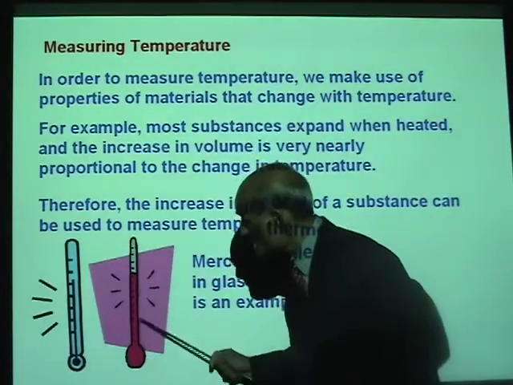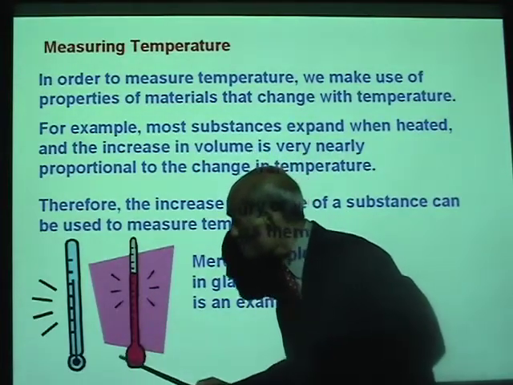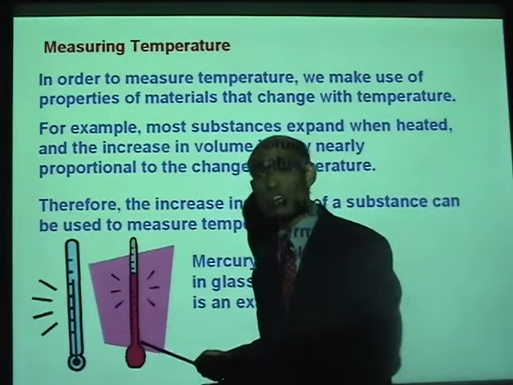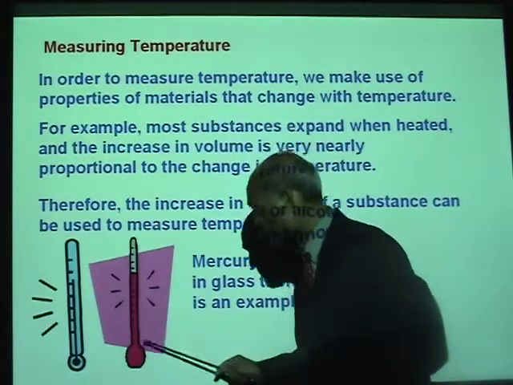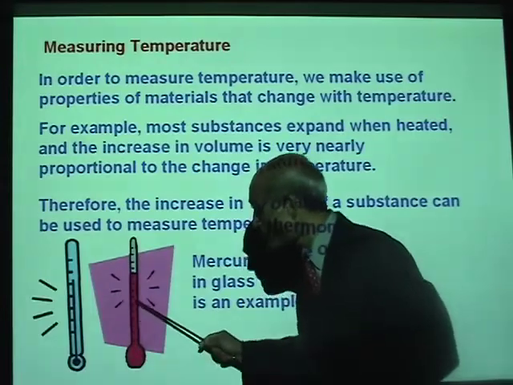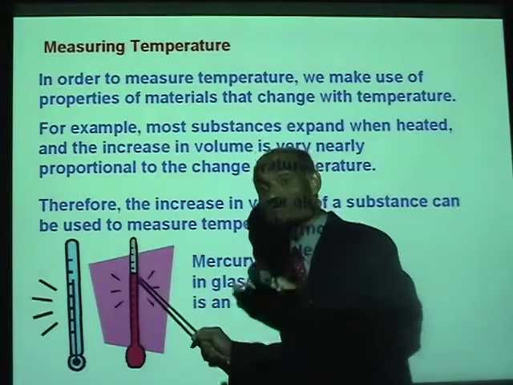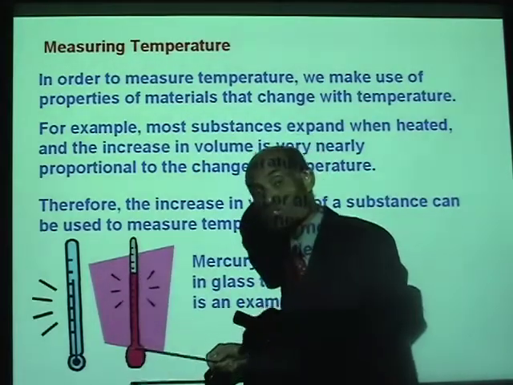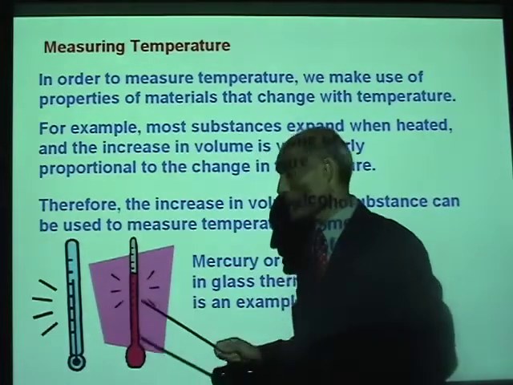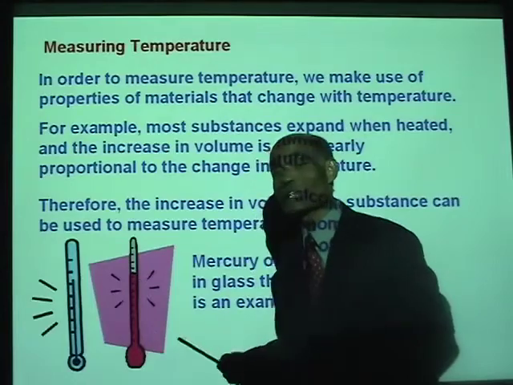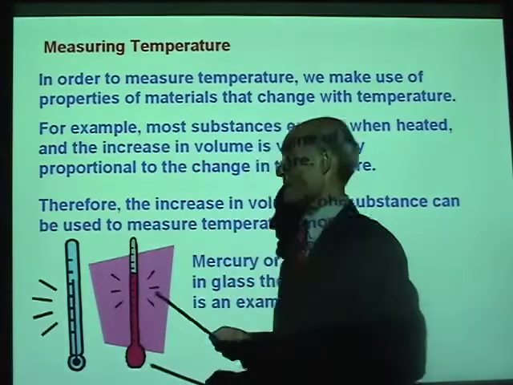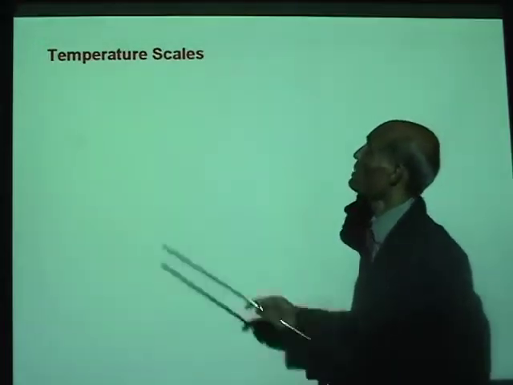So with a thermometer like this, when you keep it inside a substance where you want to measure the temperature, the volume of the alcohol will either increase if the temperature is higher or decrease if the temperature is lower, and you can calibrate the thermometer to read the temperature. We will look at that as we go on.